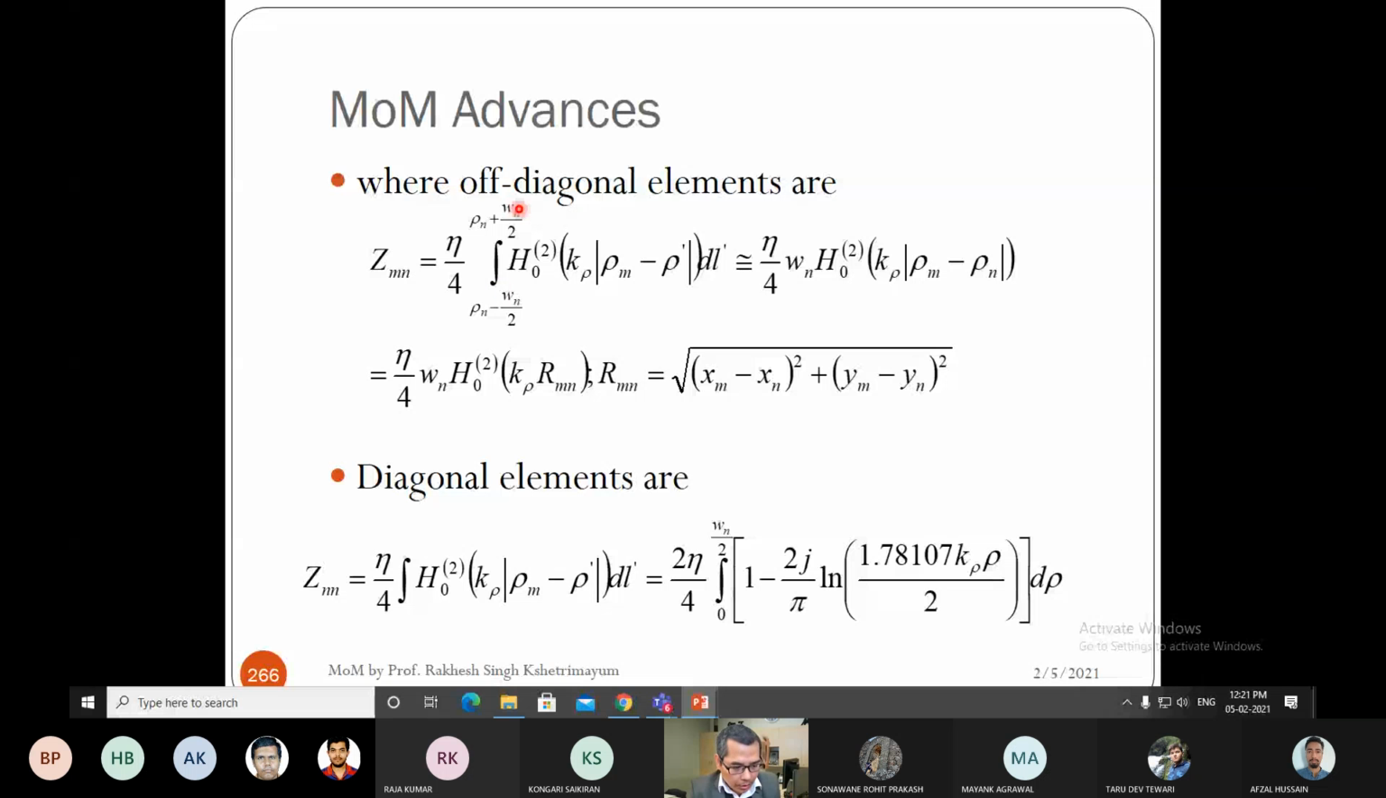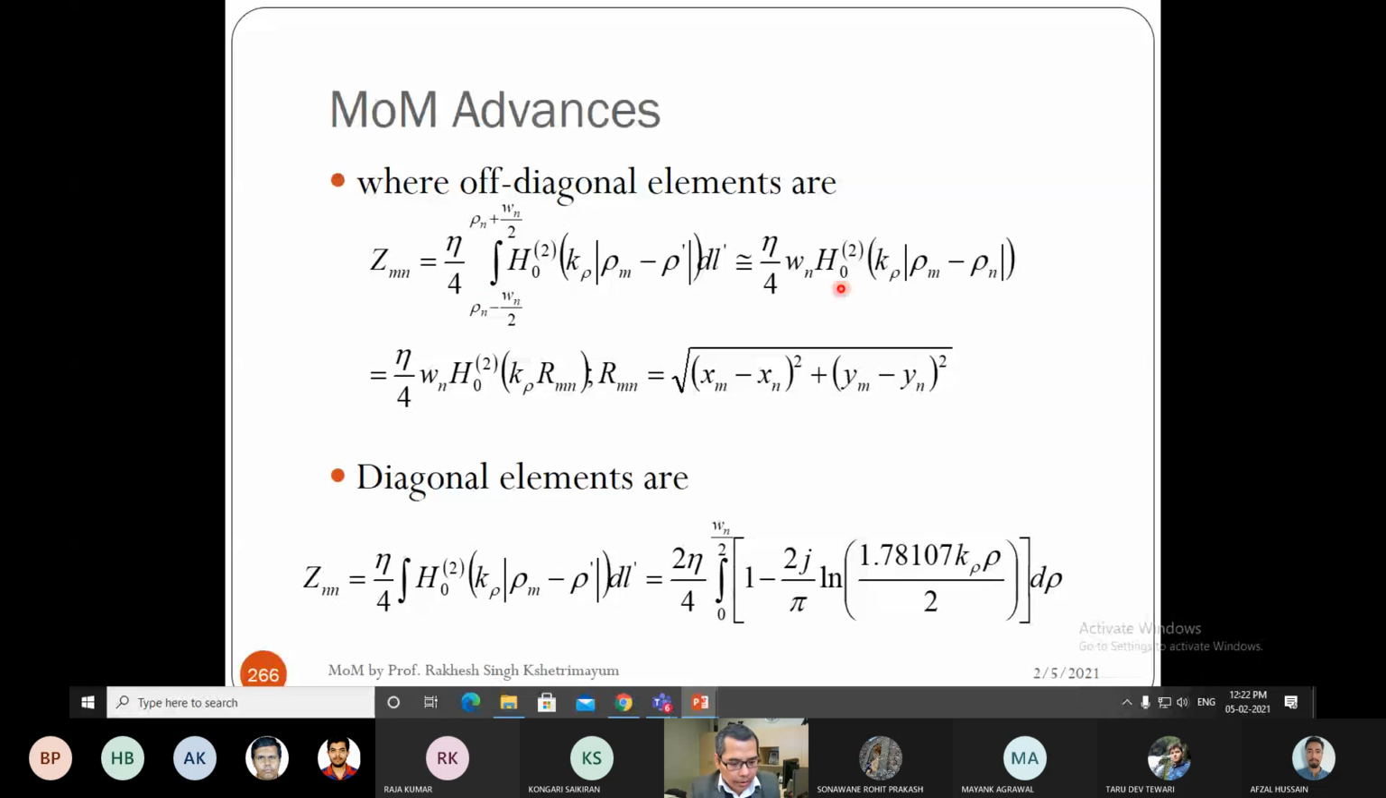Wn is the step size of every subsection. Rho n is the nth location. So H0(2)(k|rho m minus rho'|): rho m is the observation point, rho n is the source point, dl'. So we can apply centroidal approximation and do the integration for this, eta by 4. What is the width of the subsection? It is Wn.